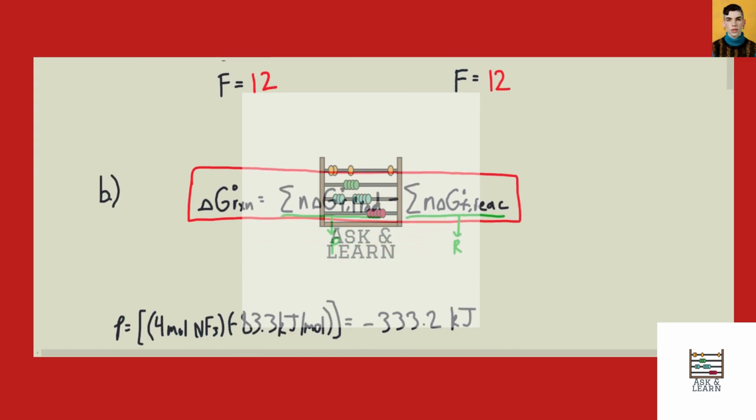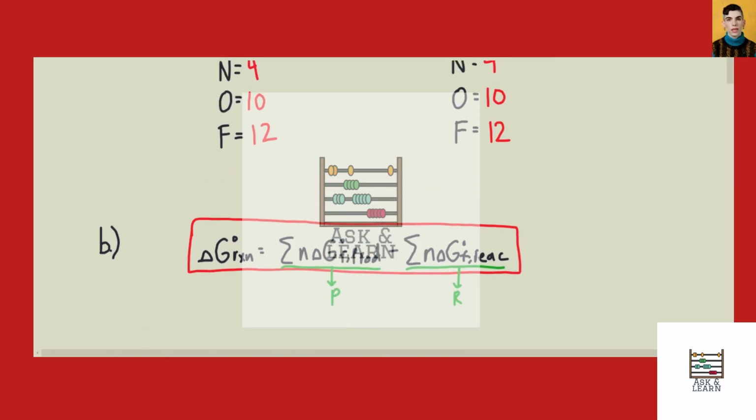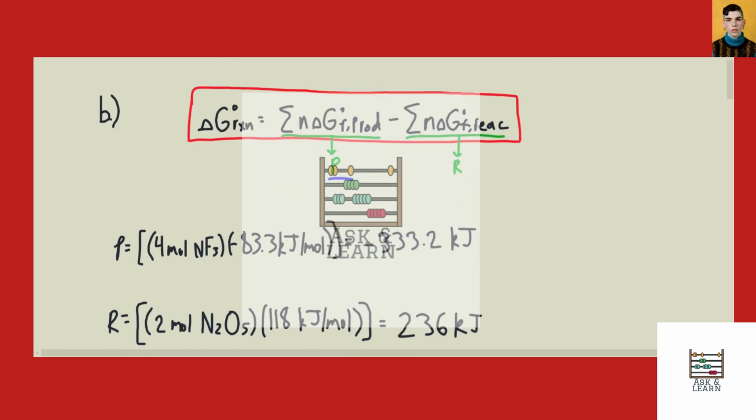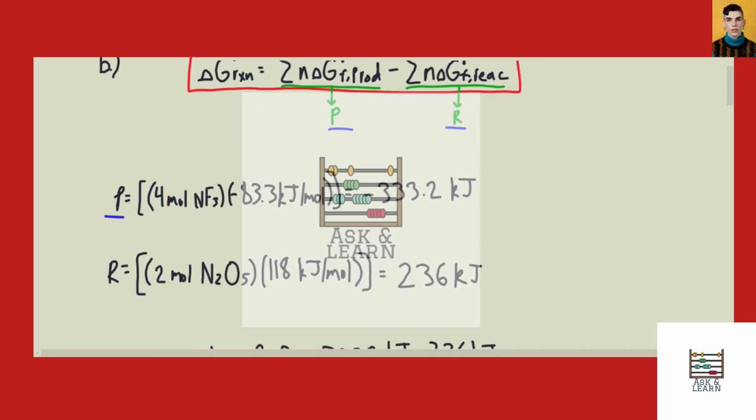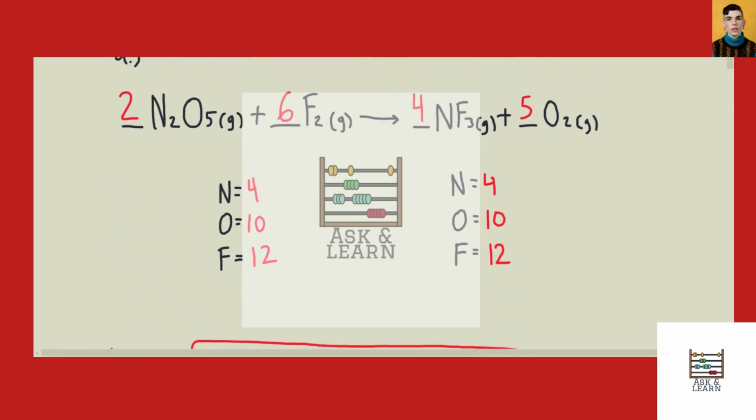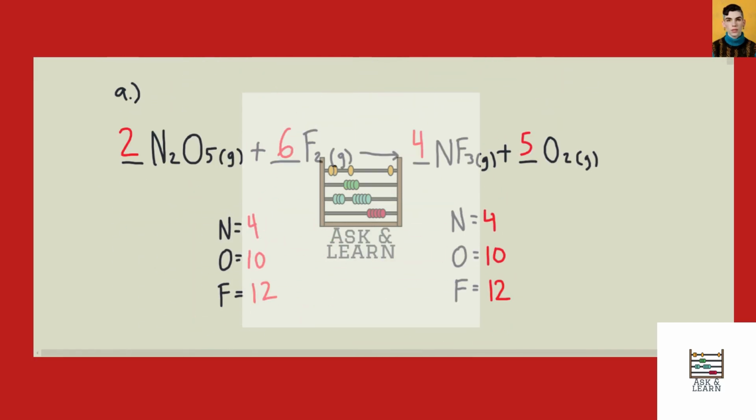Part B, we want to determine the change in Gibbs free energy of this reaction. This is the equation that we use in order to find that, where we first calculate the change in Gibbs free energy of the products and then subtract the total change in Gibbs free energy of the reactants. So we can break up the terms for the products and reactants. And starting with the products, when we examine the equation that we just balanced, we see that on the product side we have NF3 and O2.